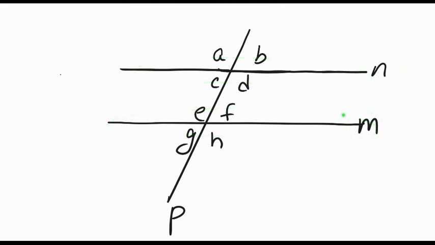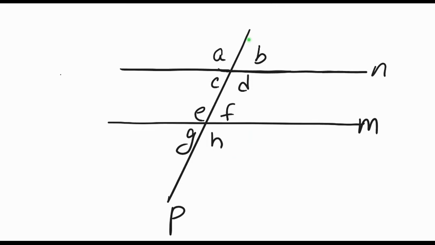And then we have a transversal. P is our transversal. It's the line that cuts across the parallel lines. And if you notice, it makes 8 angles, 4 on each intersection. And I want you to be paying attention to the fact that the intersections look exactly the same. So whatever measurements are on the top intersection will be on the bottom.